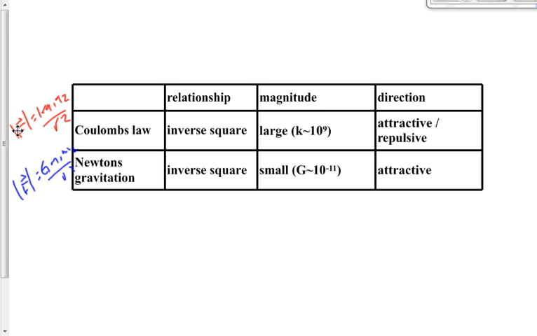Depends upon what kind of charge you have. Look, you can only have one kind of mass, right? Positive mass. Therefore, the force of gravity has to be attractive. But with charges, you can have either one, positive or negative. So that results in having two possibilities for forces, attractive or repulsive.